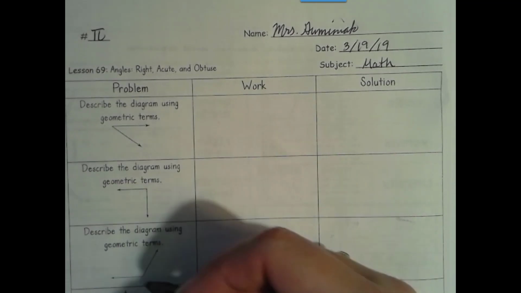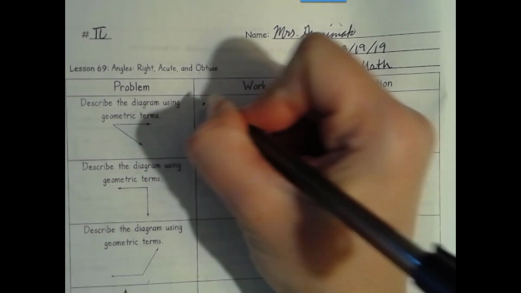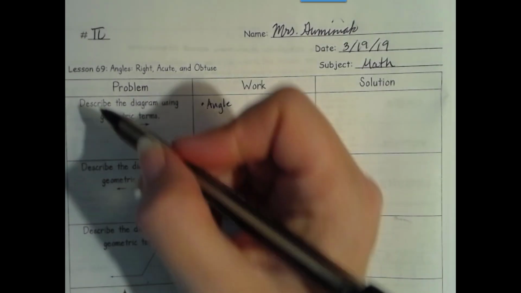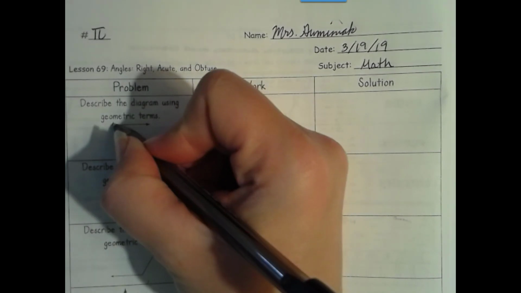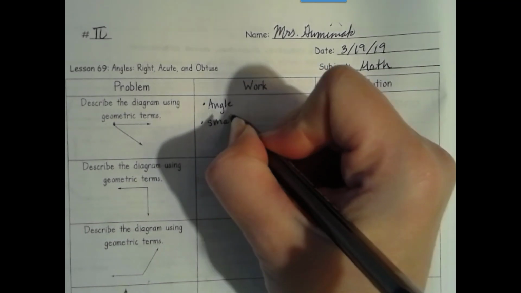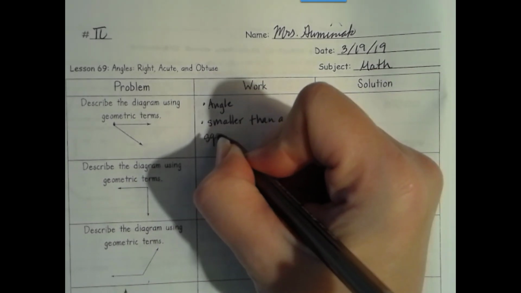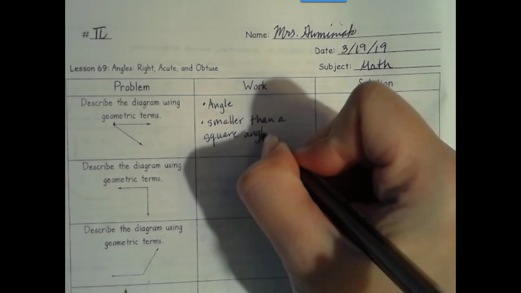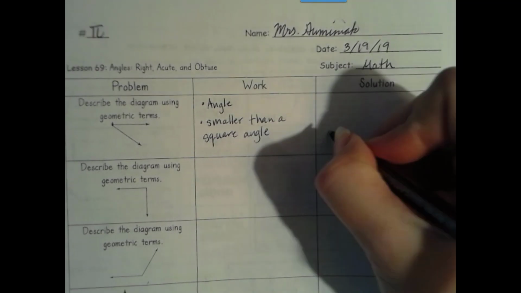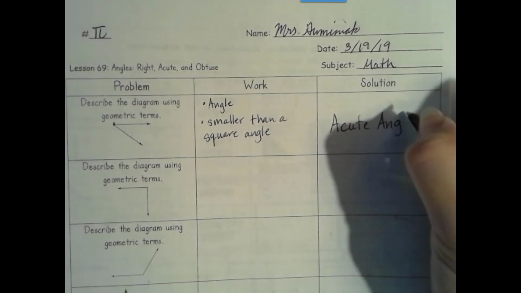Alright, so we have some angles here. And it says describe the diagram using geometric terms. First of all, it is an angle. And I know it's an angle because it has one common endpoint with two rays. And it is smaller than a square angle. So if it's smaller than a square angle, that means it's less than 90 degrees. If it's less than 90 degrees, then it is an acute angle. So it'd fall under the category of acute angle.